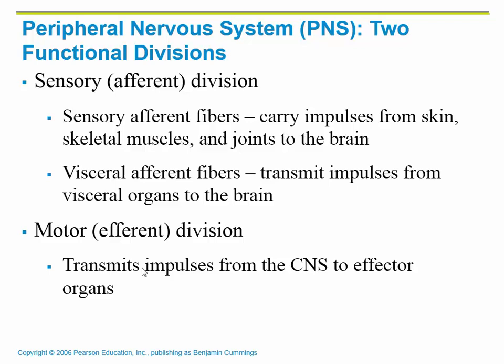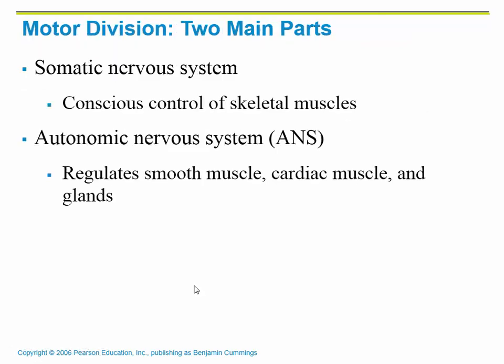The first is the sensory, or afferent division, and that is going to be taking the stimuli, whatever that stimuli is, and carrying that message to the central nervous system. We also have something called visceral afferent fibers, and that is just another part of that which is specific to taking the stimuli from organs to the brain. And then we have the motor or efferent division. And so that's going to be transmitting the messages from the central nervous system to the effector.